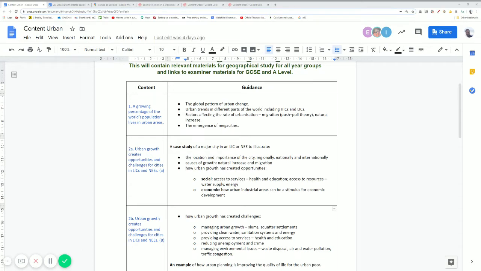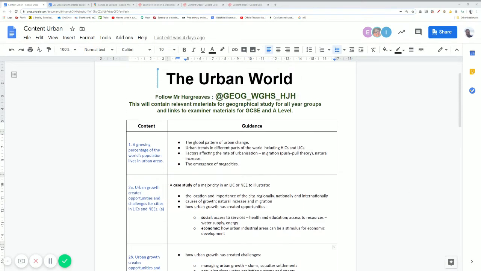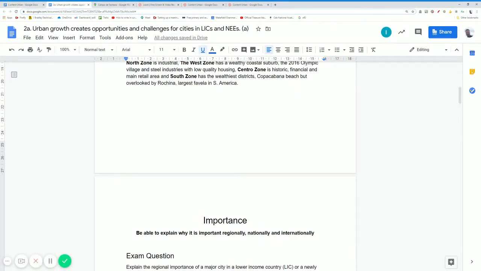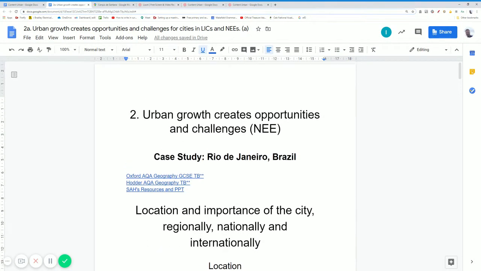Hello, what I'm going to do today is look at one section of the urban topic, which is 2A, urban growth creates opportunities and challenges for cities in LICs and NEEs, or low-income countries and newly emerging economies. So if we go to the 2A tab, as you can see, we're going to look at Rio as our case study for this in Brazil.